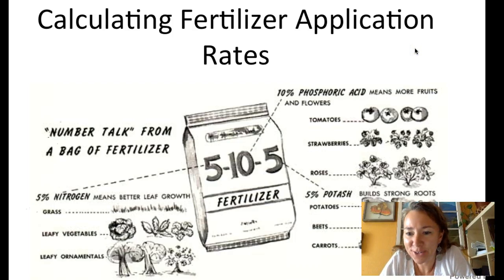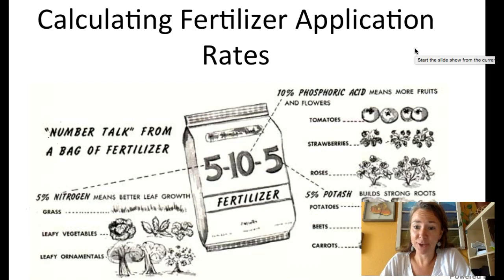Calculating fertilizer application rates is actually a lot sexier than it sounds. It's definitely going to impress your future employers, maybe your significant other, and it's a great real-world application for math that you can tell your kids about. Fortunately, the math is pretty easy.